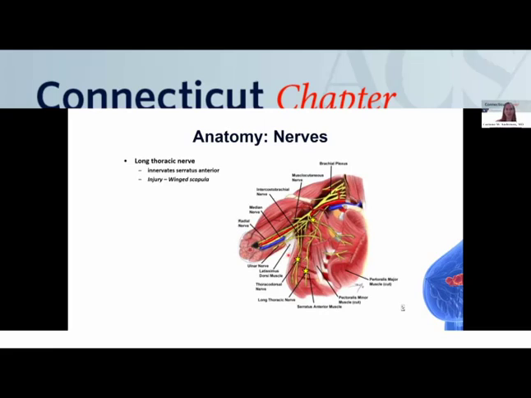Long thoracic nerve innervates serratus anterior. Injury is wing scapula. Thoracodorsal nerve innervates lat dorsi. The injury gives you weak adduction, that pull-up motion.